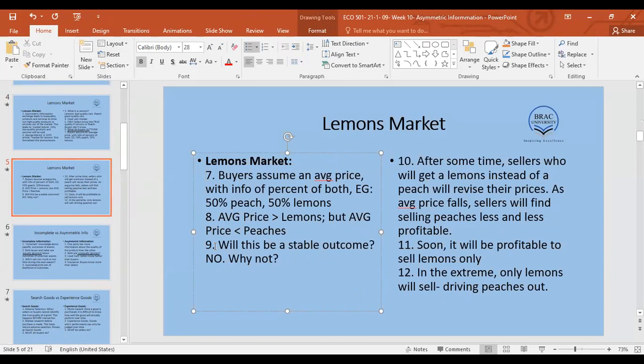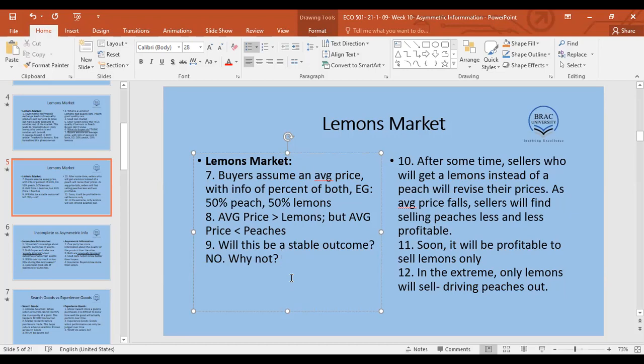Okay. Will this be a stable outcome? No. Why? After some time, people will find that they're being cheated. So they will revise that 750. Once they start revising it, 750 will automatically fall down, as we have all agreed. And finally, it will settle down at 500 taka.